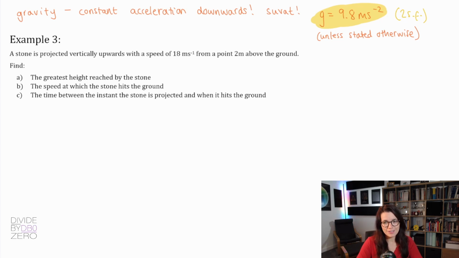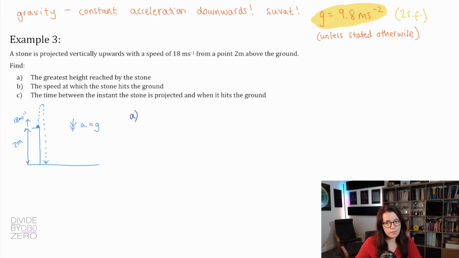Let's make a diagram for this situation. So we've got a stone being projected vertically upwards from a point that is 2 meters above the ground. So let's say that's the point. Here's the stone projected upwards, and then it's going to fall back down to the ground. It's projected with a speed of 18, so we can pop that on there. And as we mentioned, acceleration is downwards due to gravity, so we can put a or g there, up to you. Let's focus on part A now.